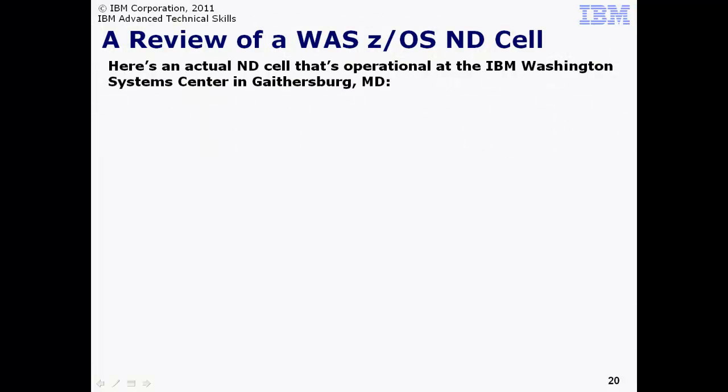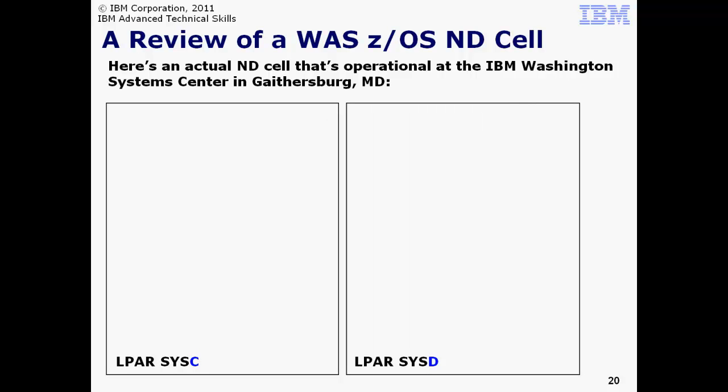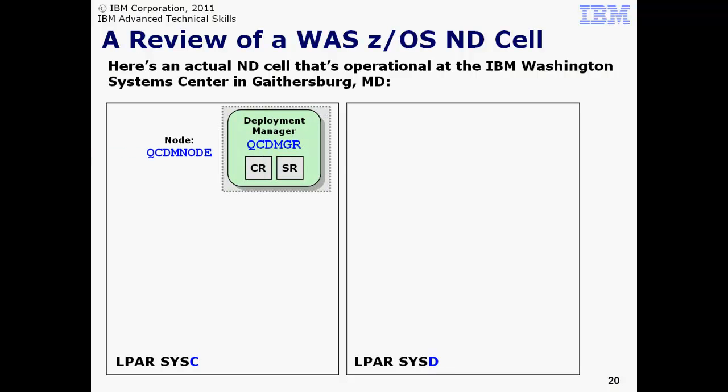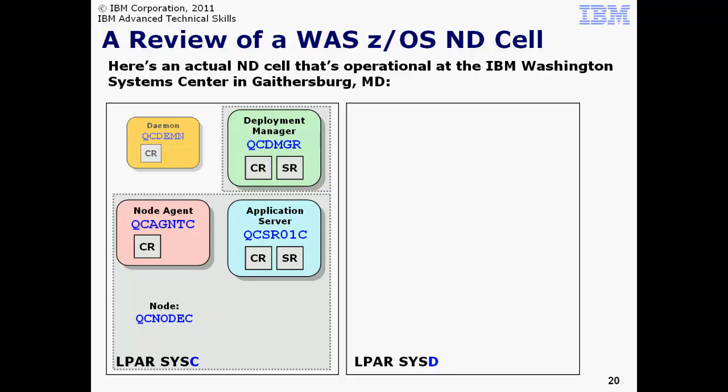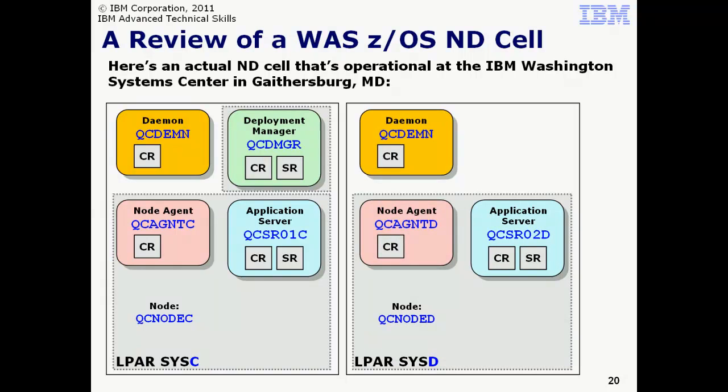In a moment, we'll give you a video tour of an actual WAS z/OS network deployment cell in the IBM Washington Systems Center in Gaithersburg, Maryland. This cell is configured across two LPARs in a parallel sysplex, SYSC and SYSD. The deployment manager is called QCDMGR, and it has its own node called QCDMNode. There's an application server node on the SYSC LPAR called QCNodeC. It's a managed node and therefore has a node agent. There's a daemon for the SYSC LPAR. This is called QCDEMN. Over on SYSD, we have another application server node.